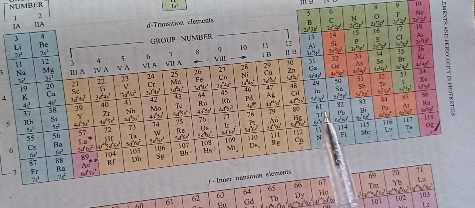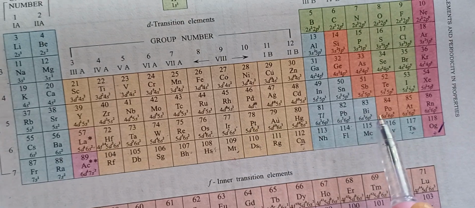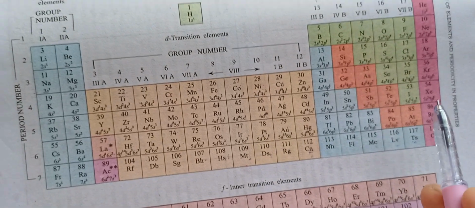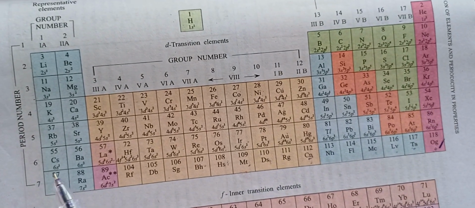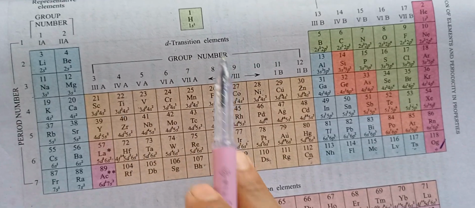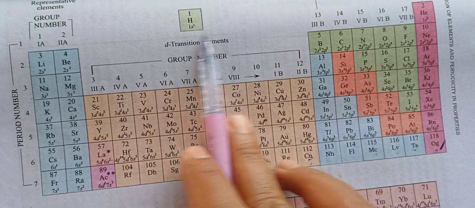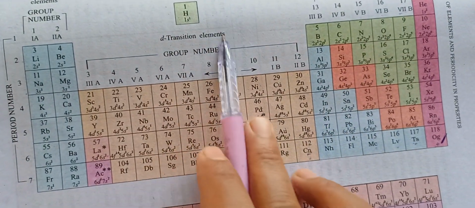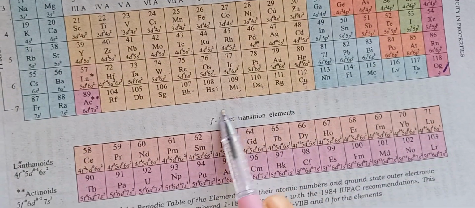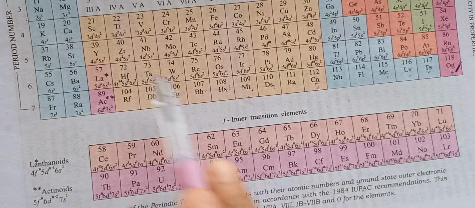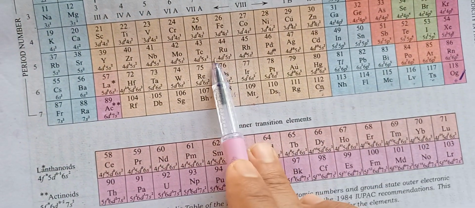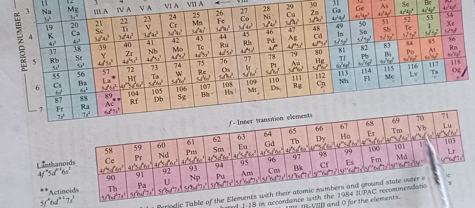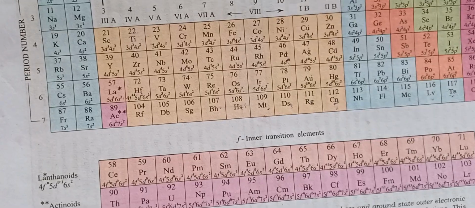They may ask a question: which of the following elements belongs to d-block, which belongs to p-block, which belongs to s-block. D-block elements are also called transition elements. These two are representative elements. Now inner transition elements will be there, the f-block. So s-block, p-block, d-block, and the f-block we are writing at the bottom of the periodic table.